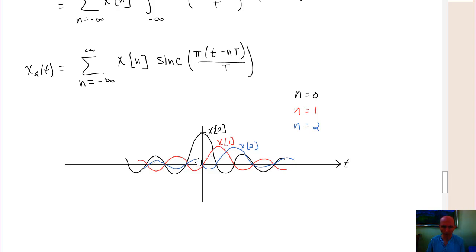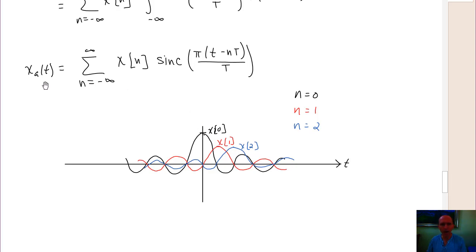We know that all of the sinc functions are 0 at 0 except one. The only one that's not equal to 0 is the sinc at 0. Again, although I've only drawn 3 sincs, if we had lots and lots of sincs, the same thing would happen. At capital T, all of the sincs are 0 except one of them, and that one would be x of 1.